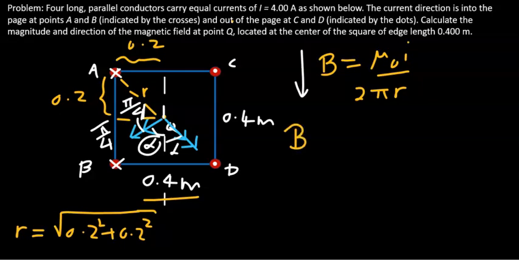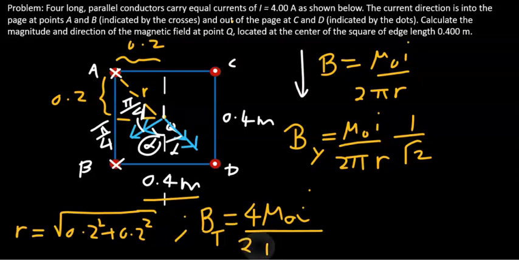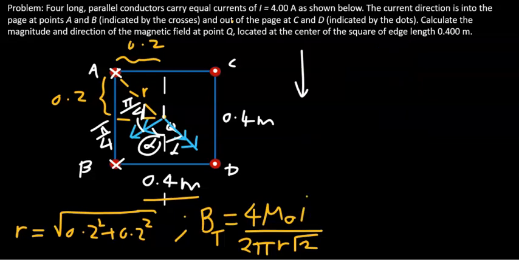So the vertical component of that magnetic field, let's call it By, is mu naught I over 2 pi r cosine 45, which is 1 over square root 2. That means the total magnetic field at point Q is 4 times that. So 4 times mu naught I over 2 pi r square root 2. Again, this number 4 is due to the contribution from A, B, C, D, which all produce the same component of magnetic field at point Q.